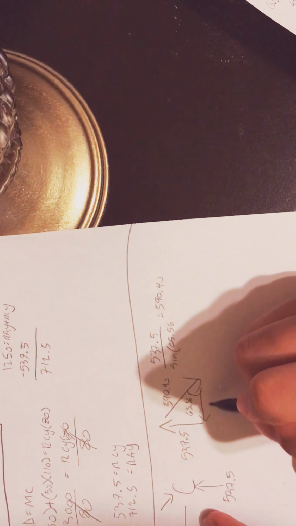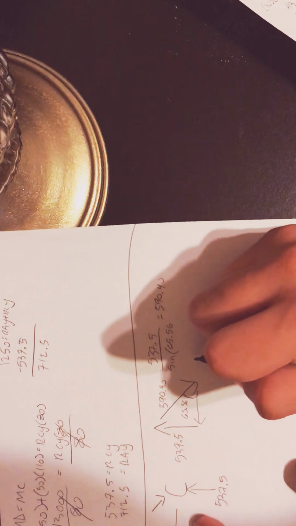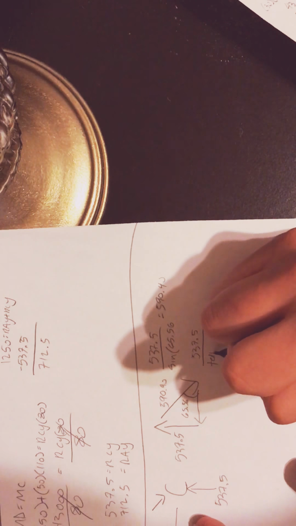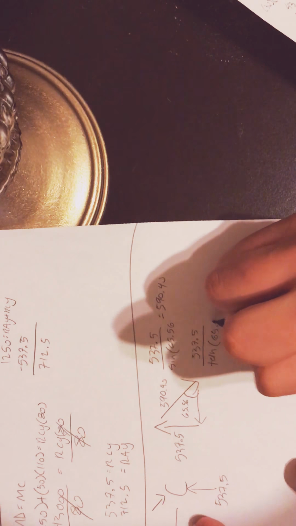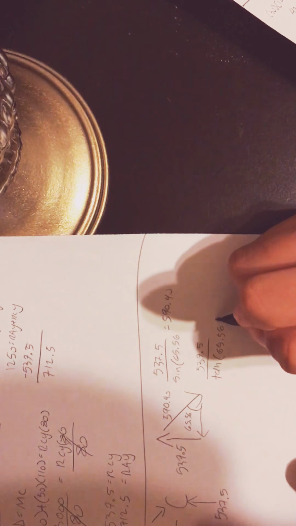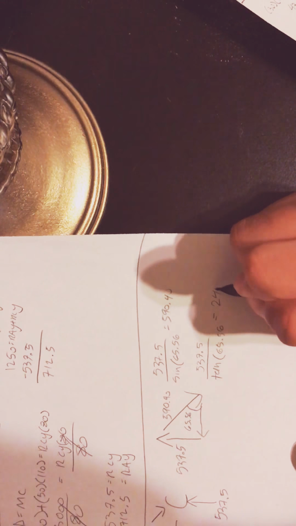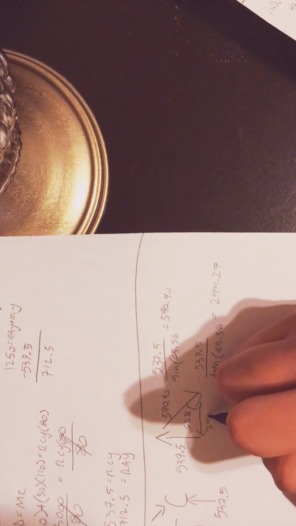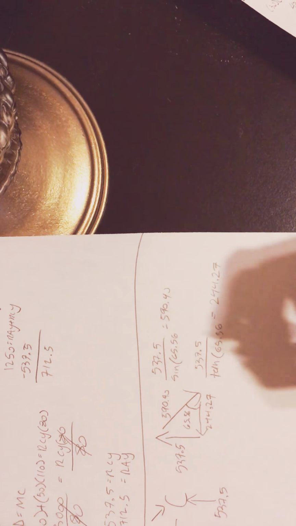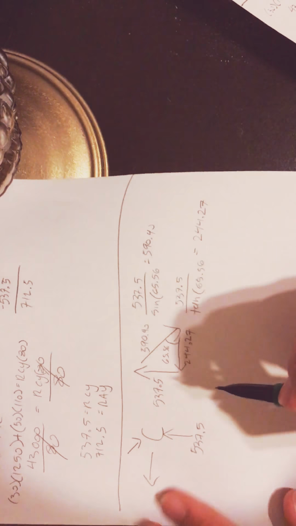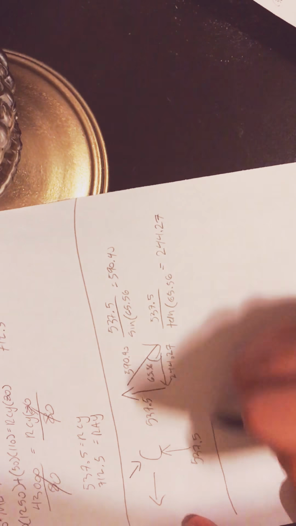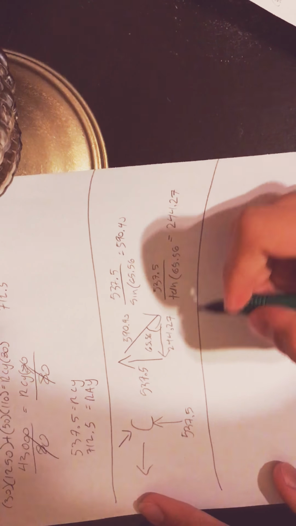Next, we're going to find our little x. So we're going to do 537.5 divided by tangent 65.56, and that would equal 244.27. And that's our x. Now we have our C variables. Draw a little line there. Now we're going to find our A variables.